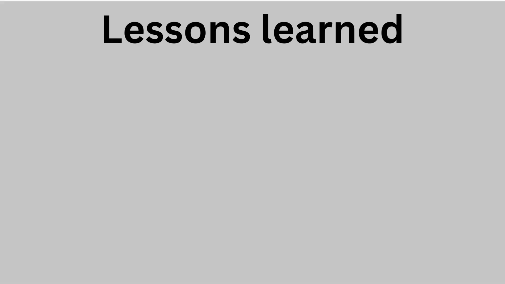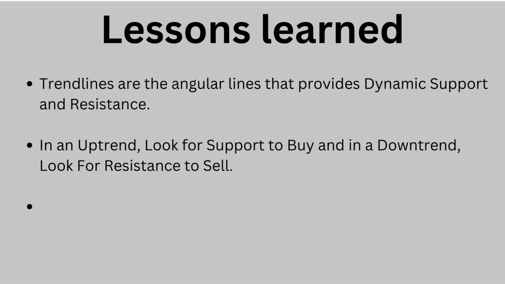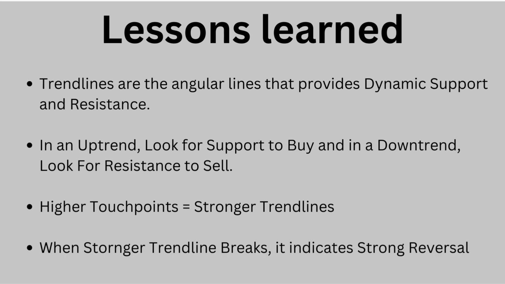So let us summarize what we learned through this video. Firstly, we learned that trend lines are angular lines that help us identify dynamic support and resistance in the market. Second lesson: in an uptrend, we have to look for support for buying the stock, whereas in a downtrend, we have to look for resistance for selling the stock. This is the most key point, the key lesson learned in this video. Next, the more touch points, the stronger the trend line. And lastly, when such a strong trend line breaks, it indicates a strong reversal in the market.